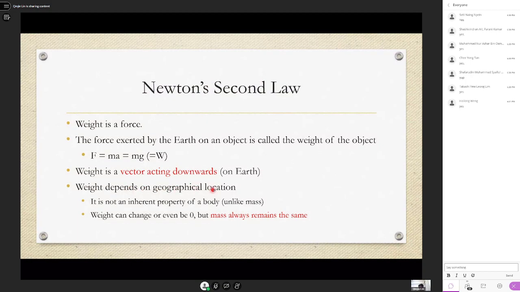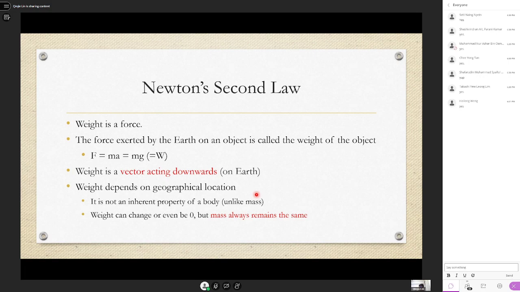Weight depends on geographical location. Different places on Earth will have slightly different weight because gravitational acceleration is slightly different. But as we had discussed, we will assume g, the gravitational acceleration, is the same close to the surface of Earth. We will be using 9.8. But weight will change. It is not an inherent property of a body, unlike mass. Mass won't change. Whatever mass that object has, how many kg, it won't change. Mass is in kg, weight is in newtons.